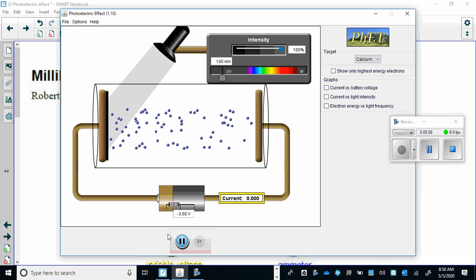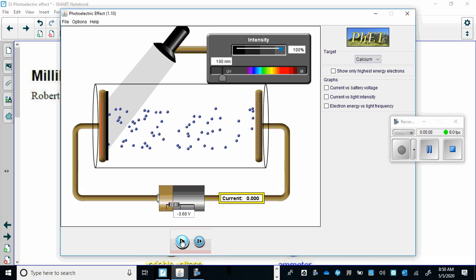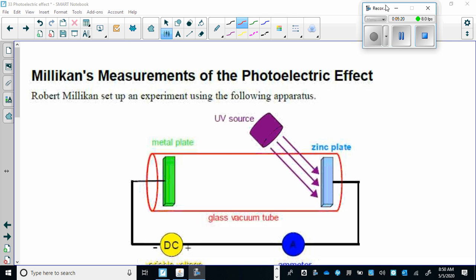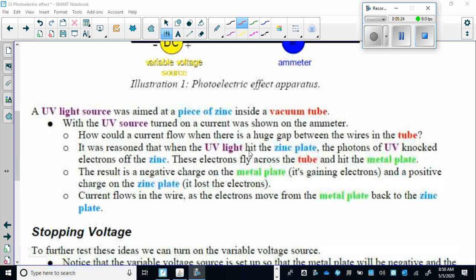Okay. We'll pause that and we'll go on to our lesson. So here we have the experiment that Robert Millikan did, from the famous oil drop experiment, which is coming up. And this is what you just saw in the FET configuration here.